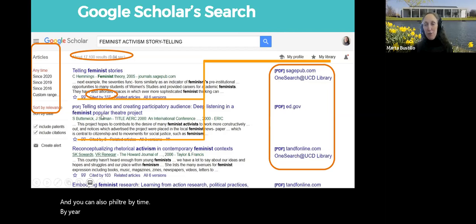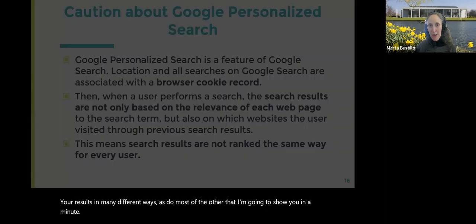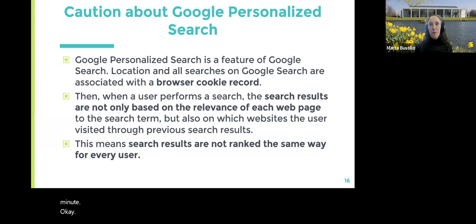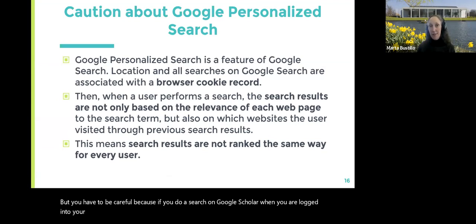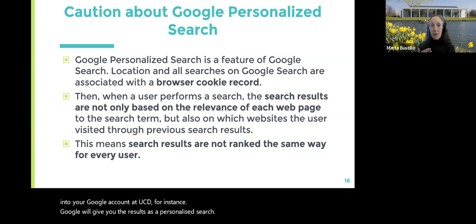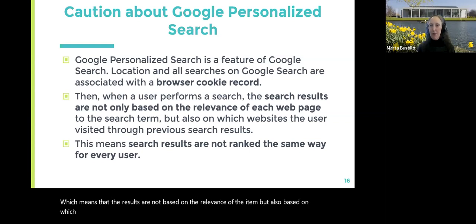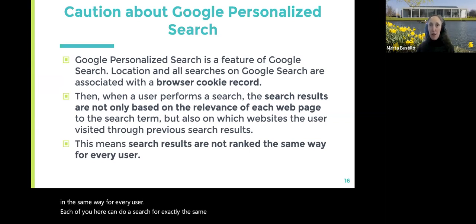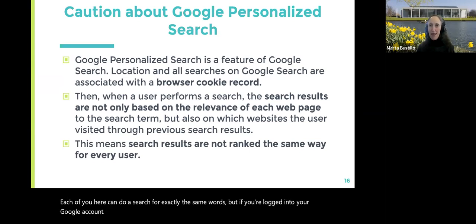So Google Scholar allows you to manage your results in many different ways, as do most of the other databases that I'm going to show you in a minute. But you have to be careful, because if you do a search on Google Scholar when you are logged into your Google account at UCD, for instance, Google will give you the results as a personalized search, which means that the results are not based on the relevance of the item, but also based on which websites you have visited in your previous search results. So search results are not ranked in the same way for every user. Each of you here can do a search for exactly the same words, but if you're logged into your Google account, the search results that you get will be different from your neighbors.